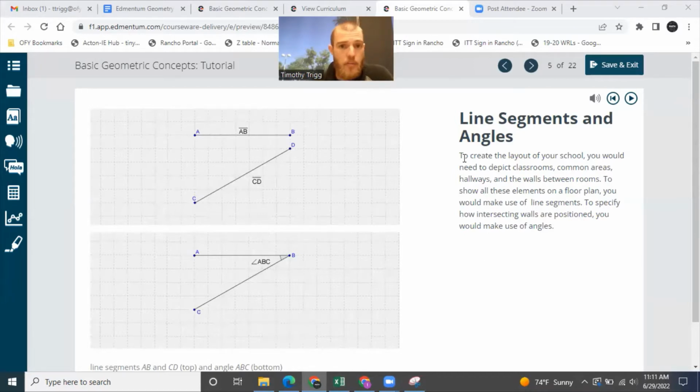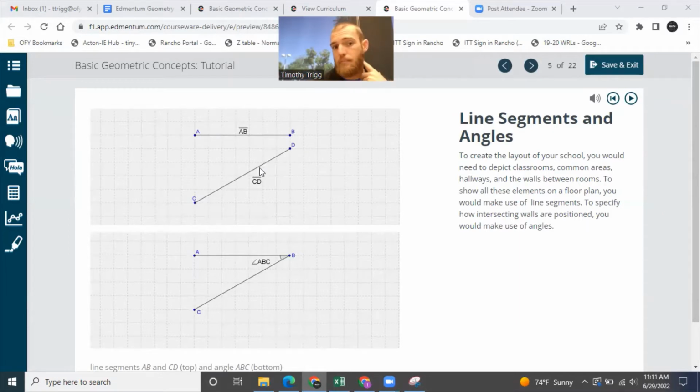I'm on page 5 of the tutorial, and a couple things we want to cover first is what's called a line segment. So see, we have a couple of line segments here. We have line segment AB, and we have line segment CD. It's like a line in that it's straight, but it's a line segment. And the main difference between a line and a line segment is that lines go on forever in both directions.